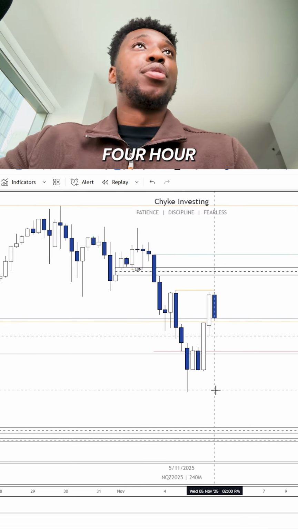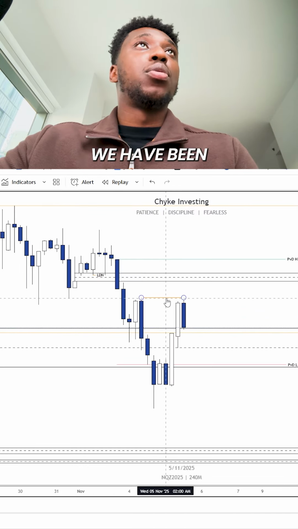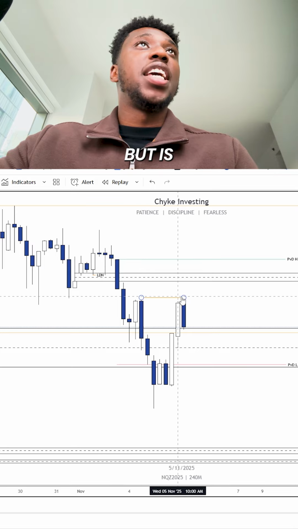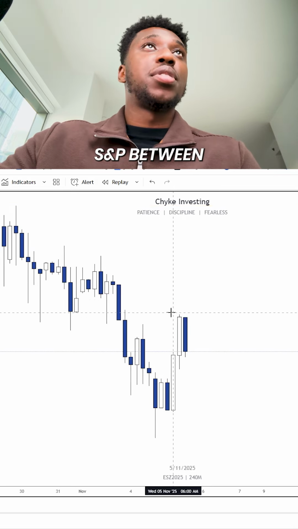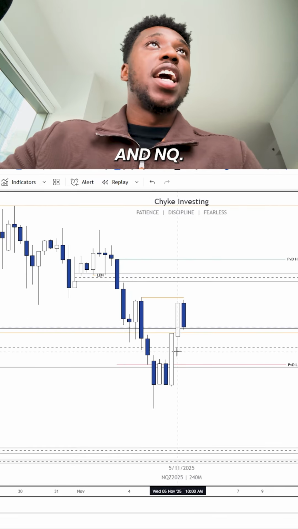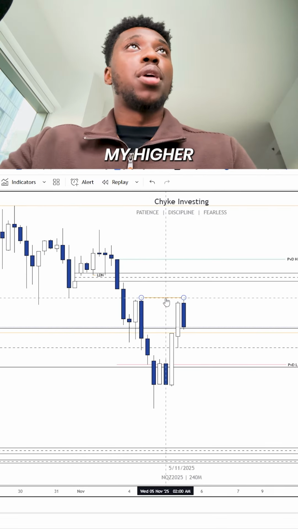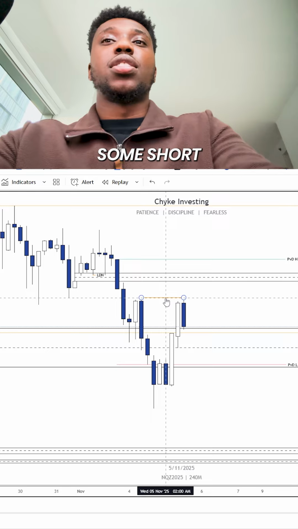Okay, so starting here on the 4-hour, after rising all day, we had been aiming for this high, but ES just took out this high and NQ did not. So you can see there's SMT between these highs here and NQ. So that means my higher time frame is likely to see some short-term reversal.